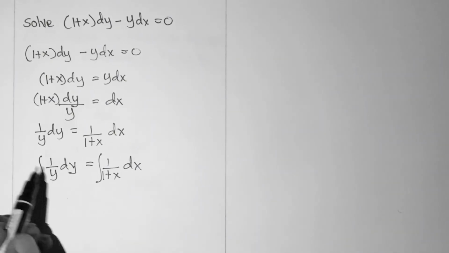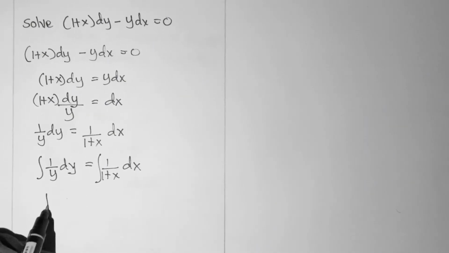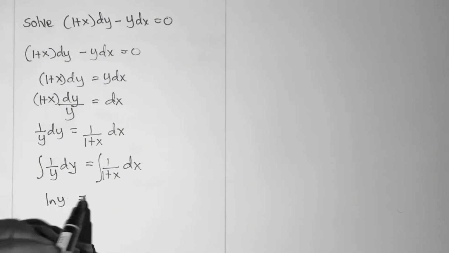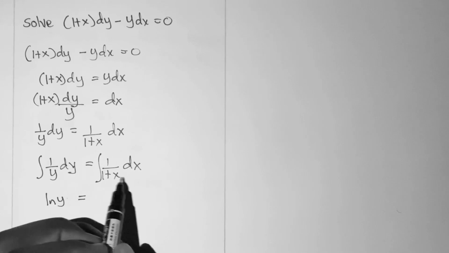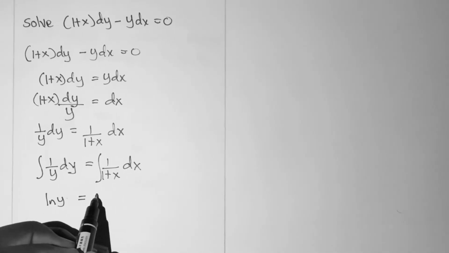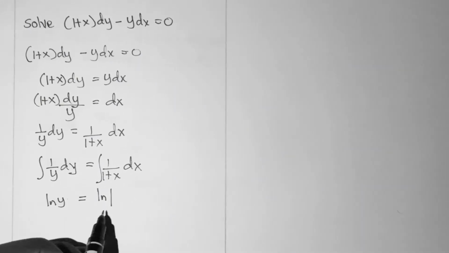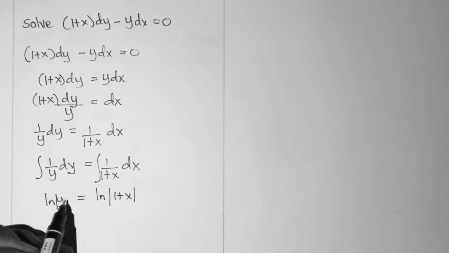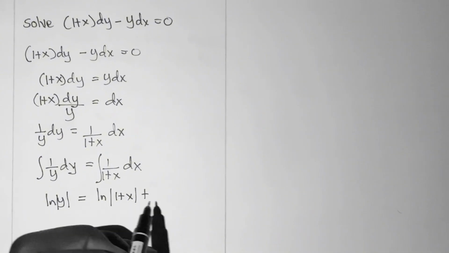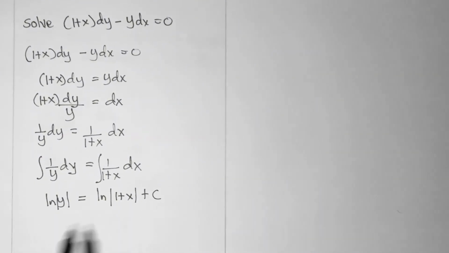So if you integrate 1 over y dy, you are going to get natural log of y. And this is equal to, now, you see that when we differentiate 1 + x, we will get 1. So this is also equal to natural log of the absolute value of 1 + x. So let me bring absolute value here. And plus the constant of integration, which is c.